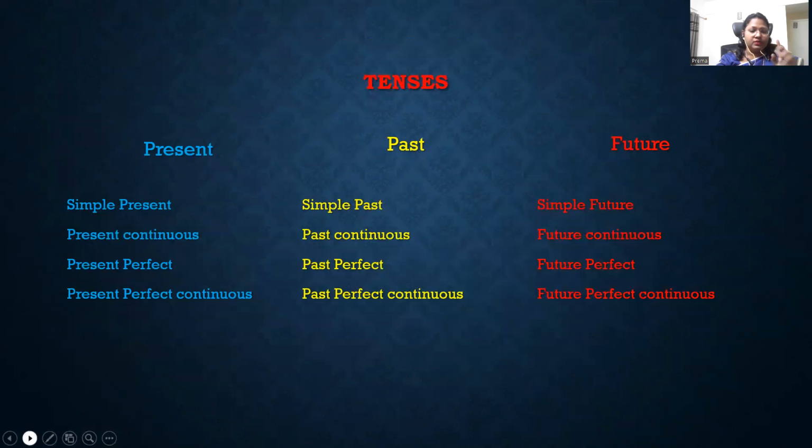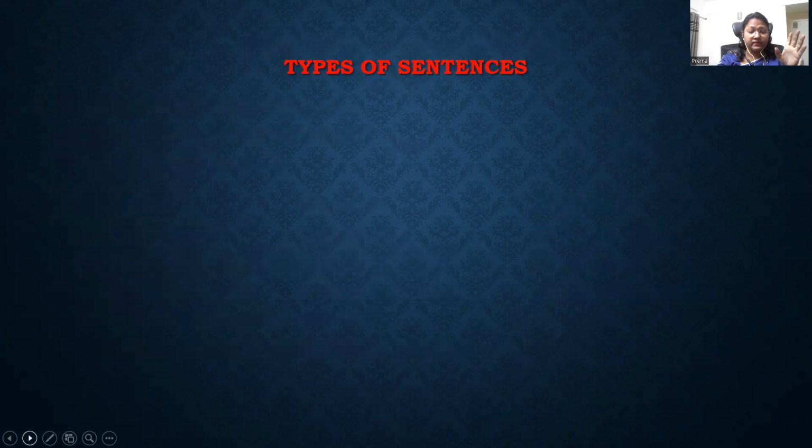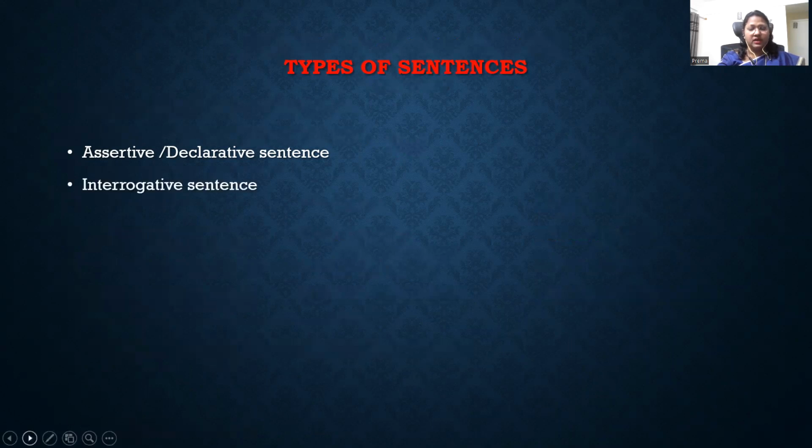We'll see the rules one by one. Before that, what are the types of sentences we have in English? There are four major types of sentences. One is the assertive sentence. It can also be called a declarative or simple sentence or a statement, because it asserts, states, or declares, so we call it an assertive sentence. The second type is the interrogative sentence. It is in the form of a question. A question can also be divided into WH questions and yes or no type questions.